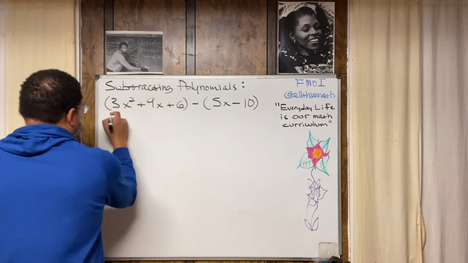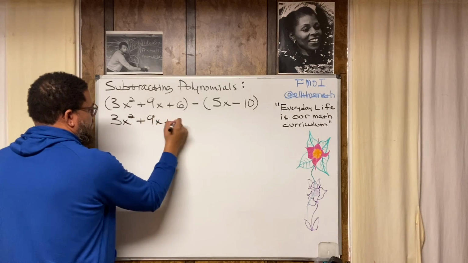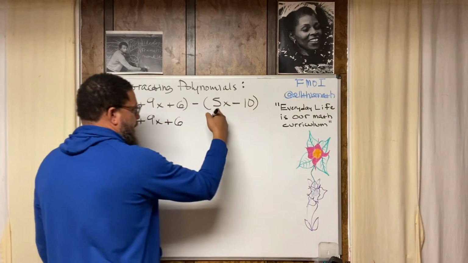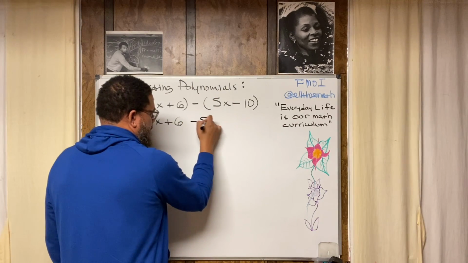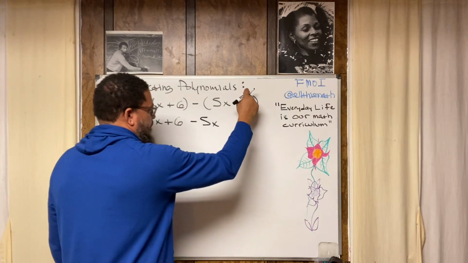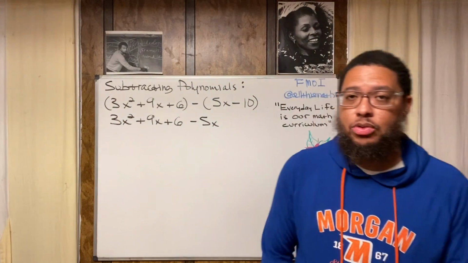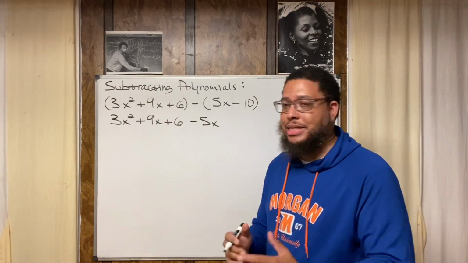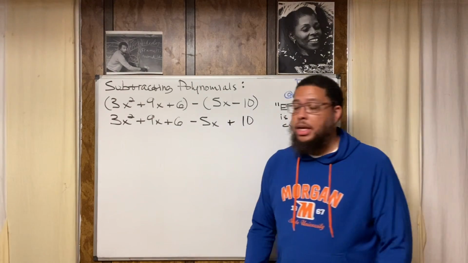All right, so we got 3x squared plus 9x plus 6. Now, this is not going to be 5x. This is -1 times 5x, which is minus 5x. And this is -1 times -10. A negative times a negative is always equal to a positive. So a -1 times -10 is going to be positive 10 or plus 10. Now your parentheses are gone. Now we just play the game.